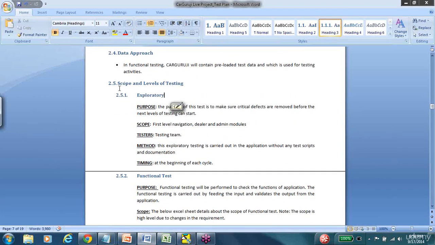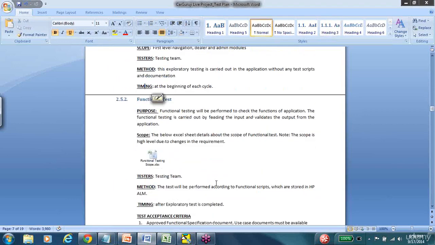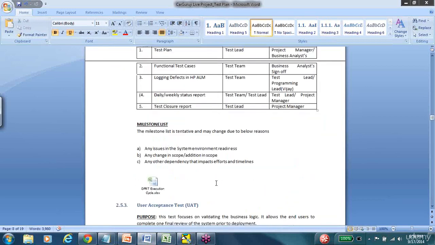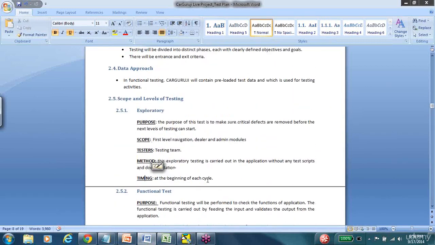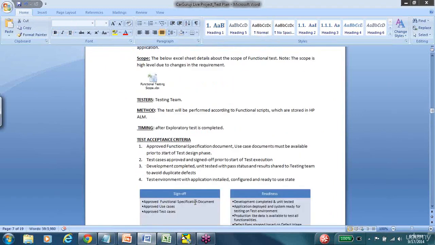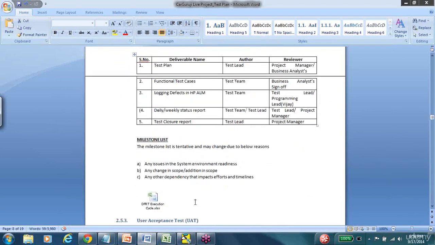Then comes the scope and levels of testing. Here the scope of testing that we have defined are exploratory, functional, and UAT. Now, if you were performing smoke testing, sanity testing, accessibility testing, or in the case that performance testing was a part of this project, then you would have to define each form of your testing and set the guidelines for each and every one.